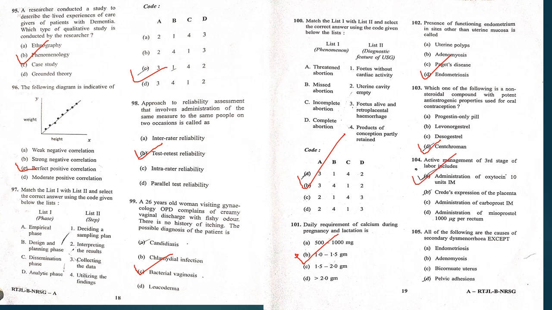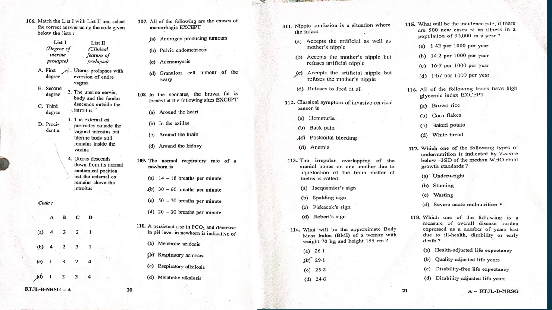অ্যাক্টিভ ম্যানেজমেন্ট অফ দ্য থার্ড স্টেজ, এটা খুবই ইজি, অ্যাডমিনিস্ট্রেশন অফ দ্য অক্সিটোসিন 10 ইউনিট IM, অপশন এ। অল অফ দ্য ফলোইং causes secondary dysmenorrhea except bicornuata uterus, অপশন সি। এবার 106, এখানে ইউটেরাইন প্রোল্যাপসের যে ডিগ্রি গুলো আছে তার মধ্যে হবে অপশন এ, ম্যাচ করে নিতে হবে। এরপর অল দ্য ফলোইং আর দ্য কজেস অফ মেনোরেজিয়া এক্সেপ্ট অপশন এ অ্যান্ড্রোজেন প্রডিউসিং টিউমার। ইন দ্য নিওনেট দ্য ব্রাউন ফ্যাট ইজ লোকেটেড অল দ্য ফলোইং সাইট এক্সেপ্ট around the brain.